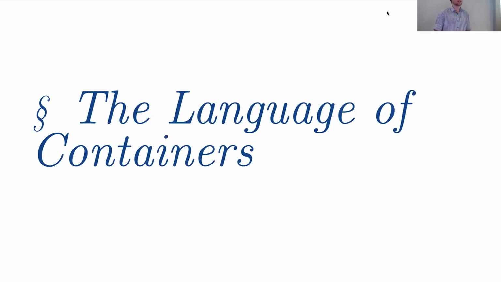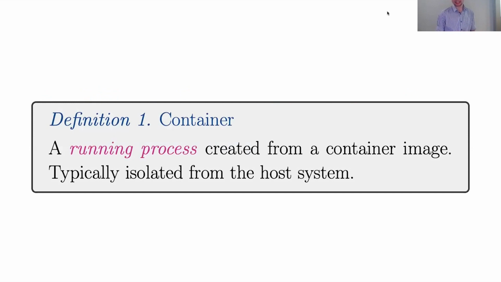So that's our history of containers. Let's talk about how we talk about containers. We've been saying containers a lot. What does it mean to be a container? A container is a running process created from a container image, typically isolated from the host system. So before, when we were running our chroot example, the bin ls process was a container without an image. Or you could say that the image was the directory that we were making our root.